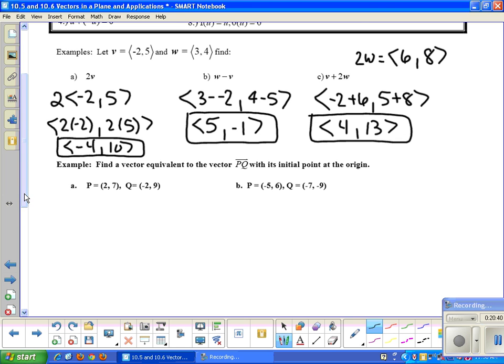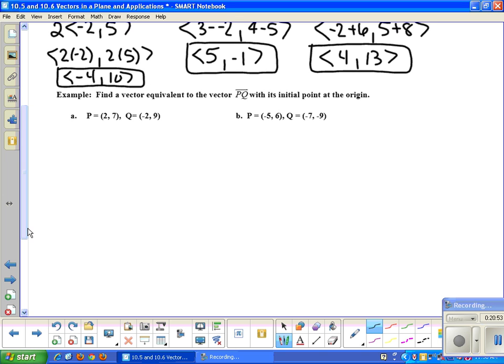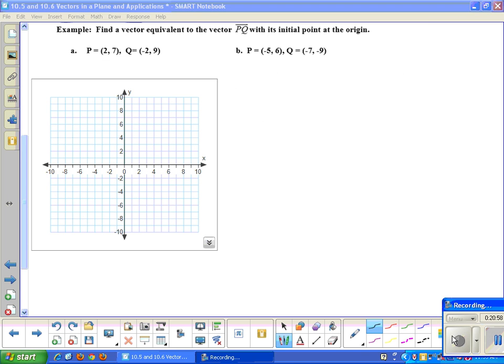Okay, for the next one it says, find a vector equivalent to vector PQ with its initial point at the origin. So if we think about the vectors that we're given, we want to take something that's not at the origin and we're going to put it at the origin. So let's go ahead and get a graph and take a look at this.